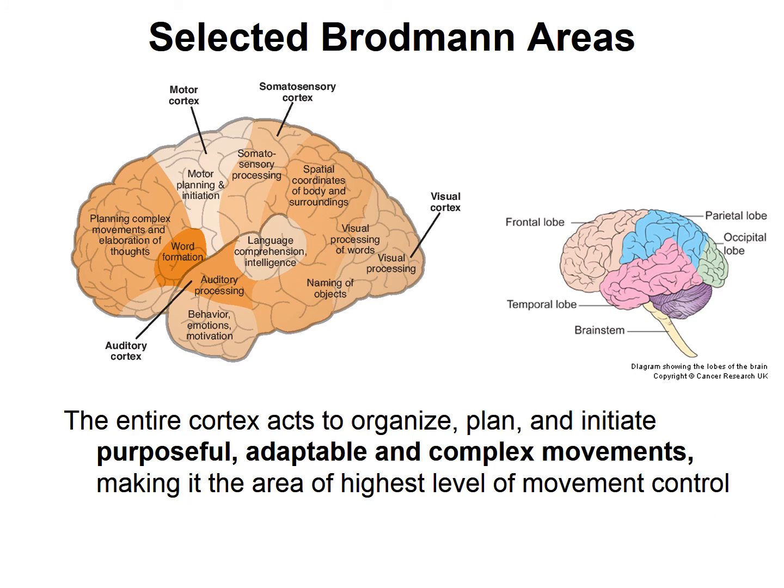Although the planning happens at the front side of the brain, on the frontal lobe, it's the entire cortex that works together to ultimately execute purposeful, adaptable, and complex movements. The organization of all of that, the planning and initiation of the movement, which we'll talk about more specifically, and you've seen in some of the videos, makes it the highest level of movement control in the body.